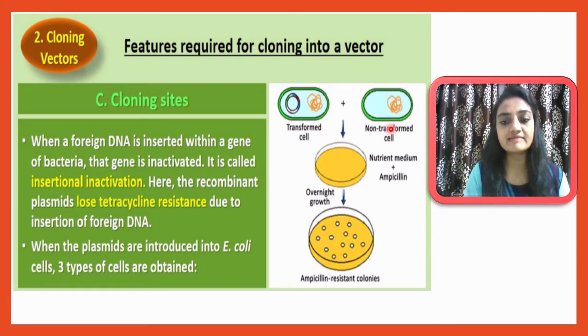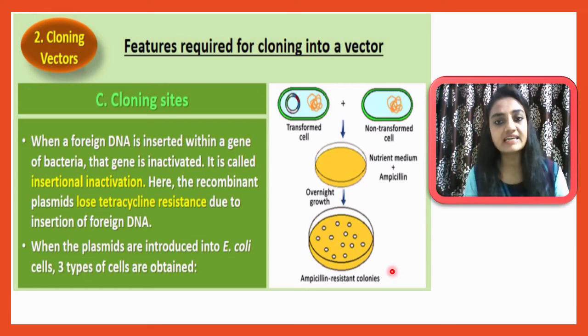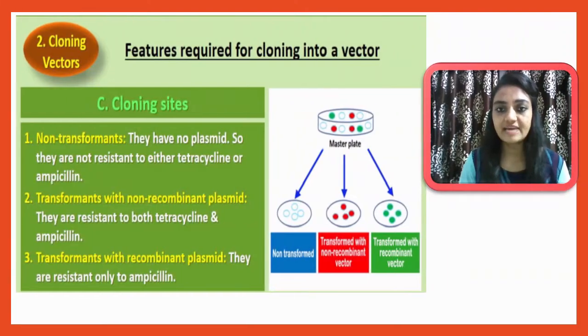And as we culture them on the nutrient agar medium along with ampicillin, this is the antibiotic, meaning we are adding the ampicillin antibiotic in the nutrient media. And what happens? Only the ampicillin resistant colony will grow. You can understand why the ampicillin resistant colony will grow, because the ampicillin resistance gene is working, whereas tetracycline resistance is not working because it is cut down. Let me explain which three types of colonies we will observe.